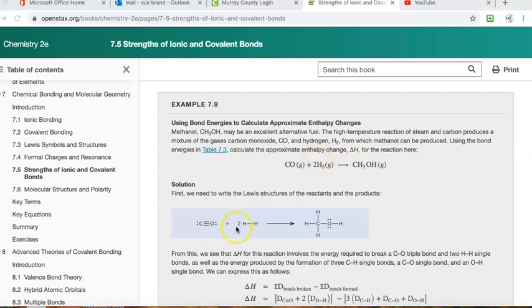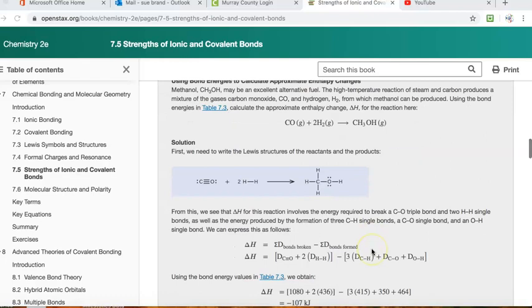There are two molecules of H2, so that's important because it's not just one single hydrogen-hydrogen bond, but two single hydrogen-hydrogen bonds. And then we have methanol, and if you look at the bond types here, we have three carbon-hydrogen bonds, one carbon-oxygen bond, and one oxygen-hydrogen bond.